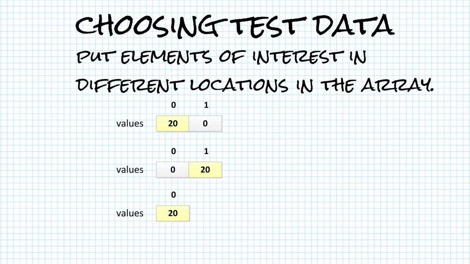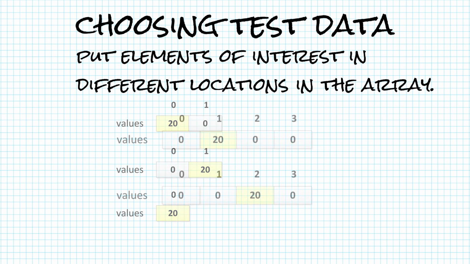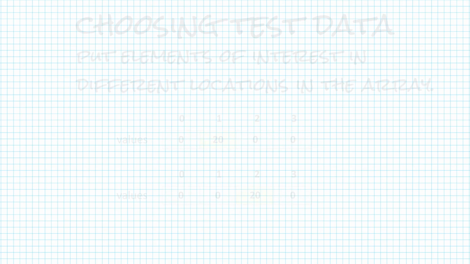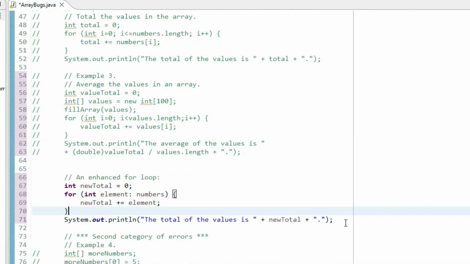What an element of interest is depends on your algorithm. In our algorithm, looking for the largest element, the element of interest is the largest element in the array. Does the algorithm work if it's at the start of the array and at the end of the array? This one did. Try the second element and second to last element, and several locations in the middle. Let's move on to our next category of errors.